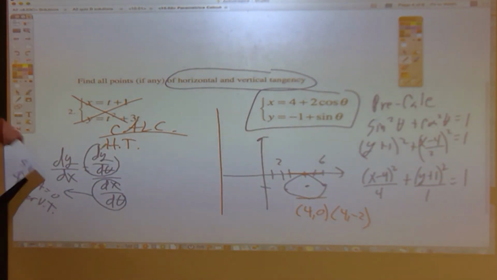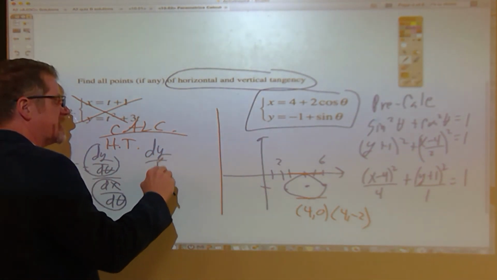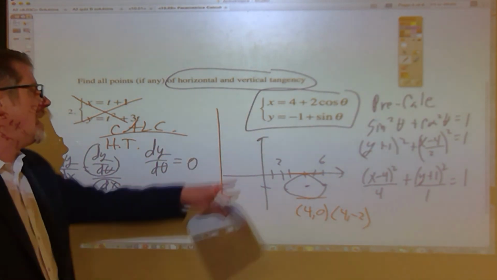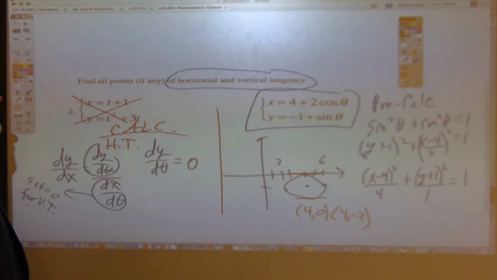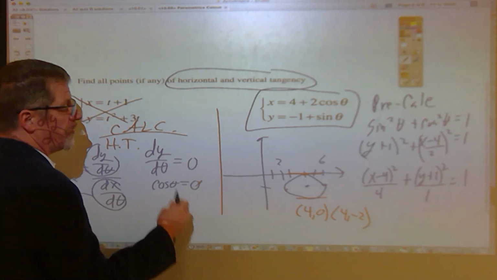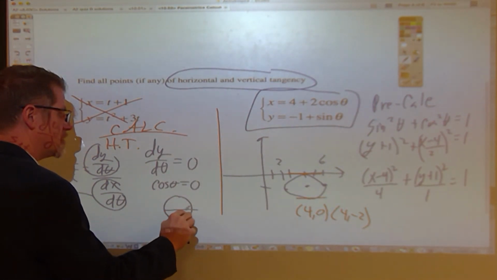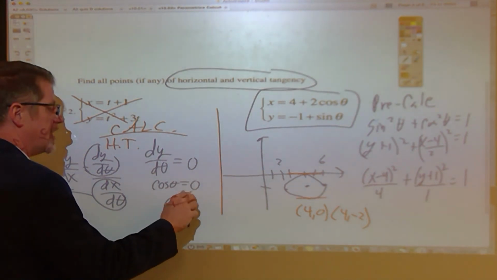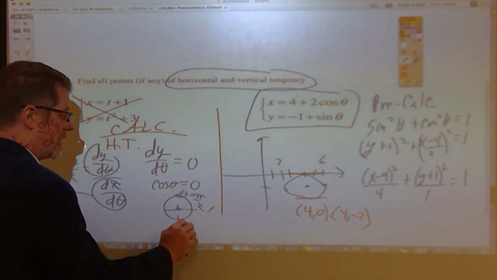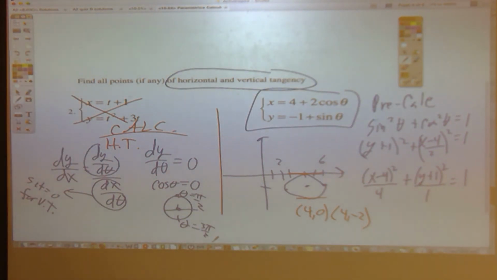So dy/dθ equals 0 is the beginning step of my work. And dy/dθ is the derivative of that, which is going to be cosine theta equals 0. So to find the theta values at which this occurs, draw a Mach diagram. Cosine theta equals 0 at theta equals pi/2 and theta equals 3pi/2. Those are the two values of theta at which cosine theta is equal to 0.